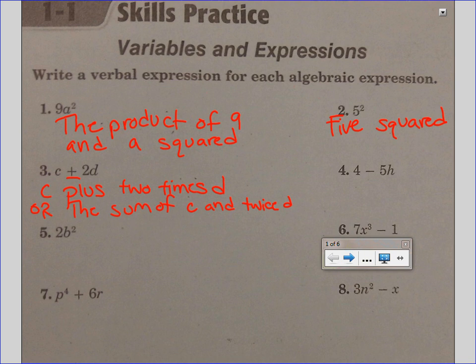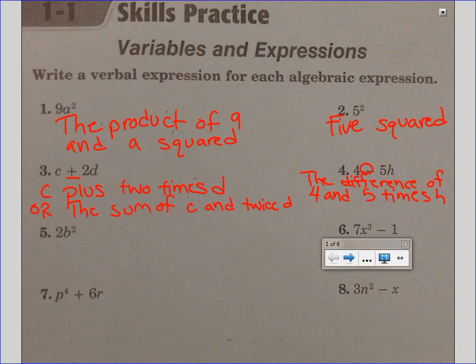Number 4, we have a minus sign, and just like we can use the sum, we can use the difference for that. So we could say the difference of, and remember, when you say the difference, the order matters. So we need to have 4 first because it shows up first in the math sentence. The difference of 4 and 5 times h.